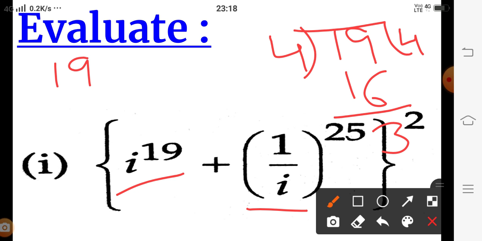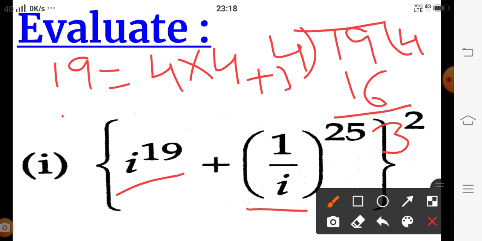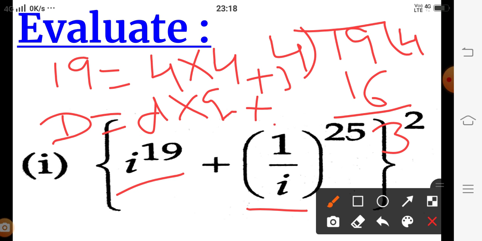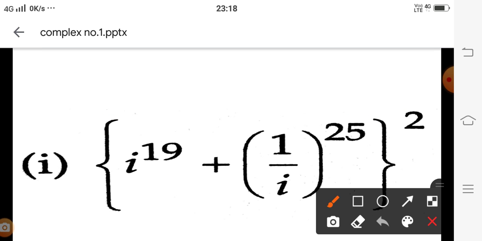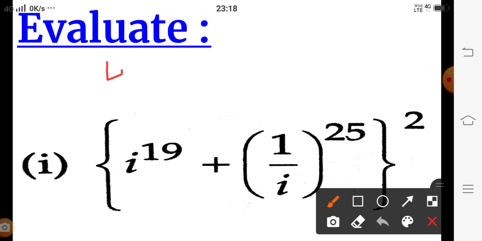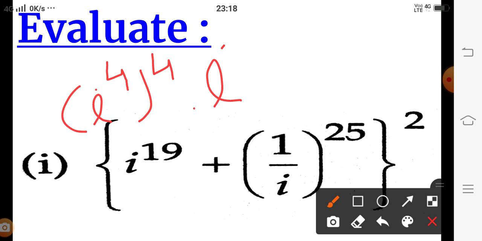Means 19 can be written as 4 into 4 plus 3. Dividend is equal to divisor into quotient plus remainder. This concept we are using. Remainder we are getting as 3 here. If you are writing 19 as 4 into 4 plus 3, then i raised to power 19 you may write like this, i raised to power 4 into 4 plus 3, then i raised to power 3.